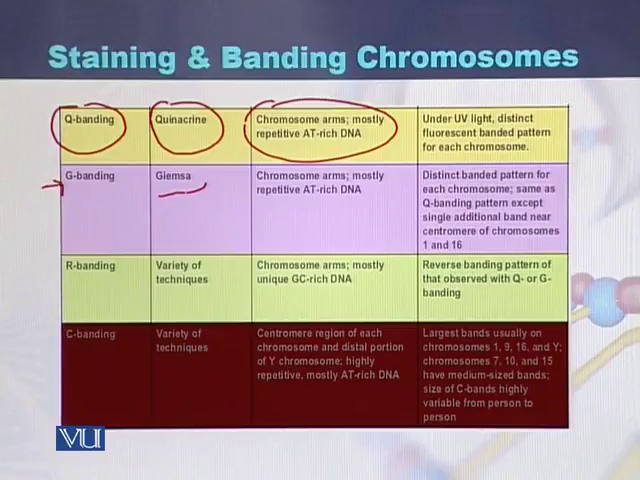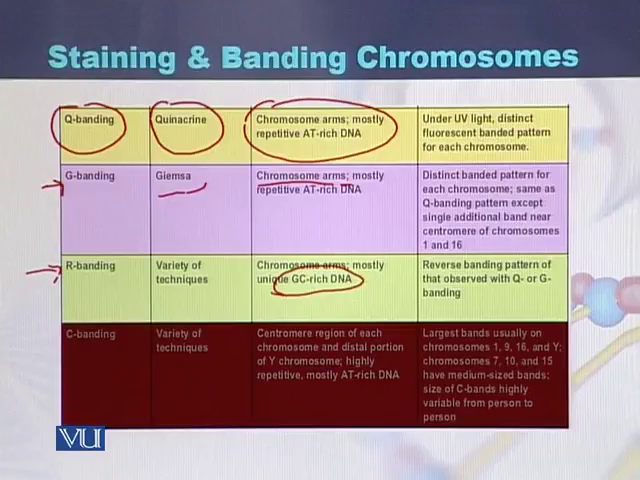In case of Giemsa staining, or G banding, chromosome arms are stained. While in case of R banding, there is a variety of techniques which is used to perform the R banding. In this case, again, chromosome arms show the banding pattern. But R banding is specific for the GC rich region of the chromosomes.